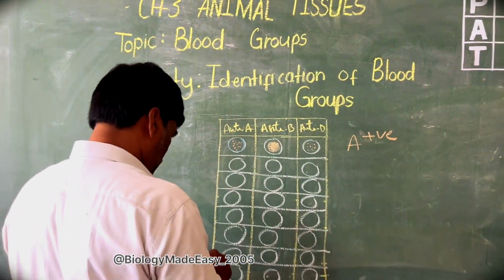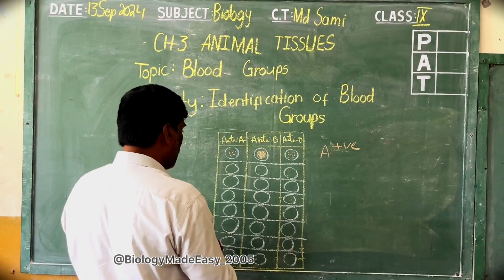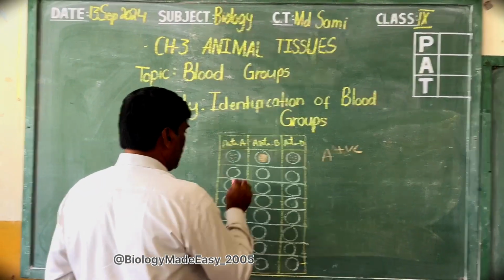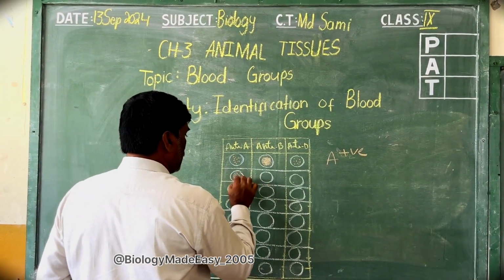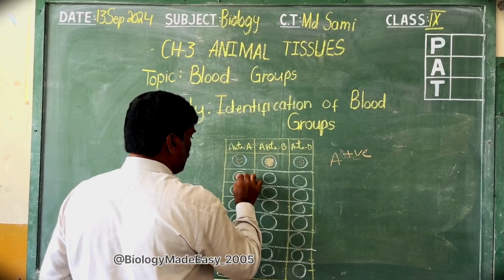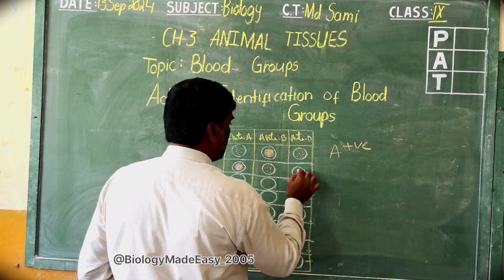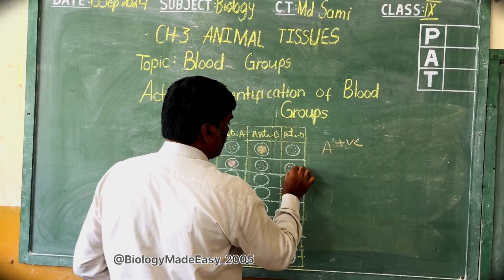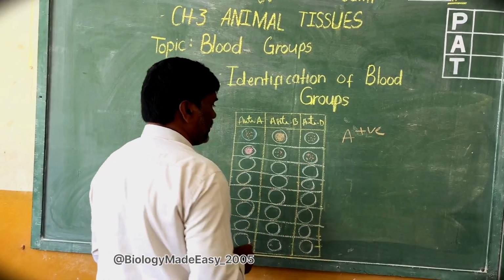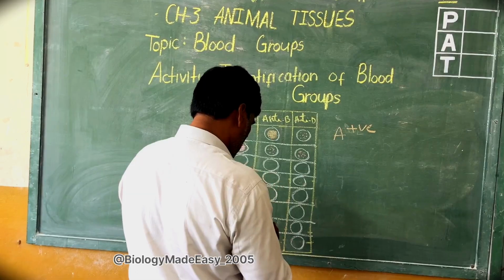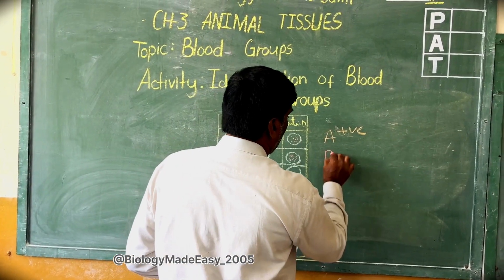And next we take anti-A: no clotting, clotting of B and clotting of RH factor. So it is known as B positive.